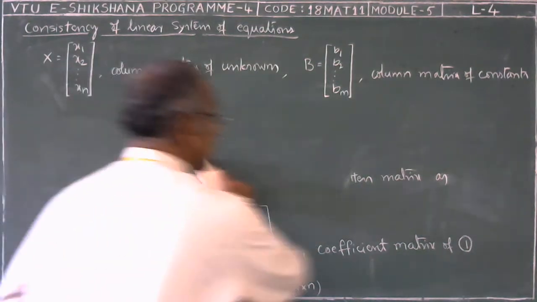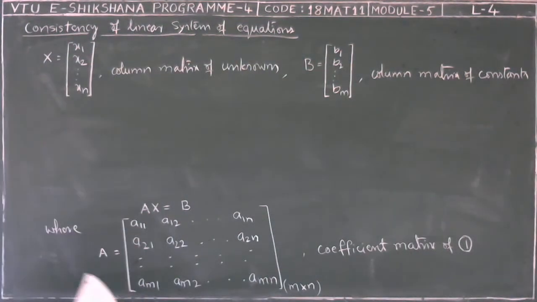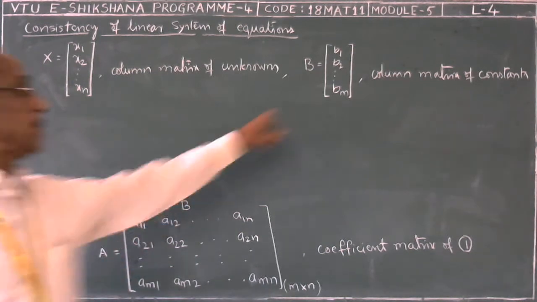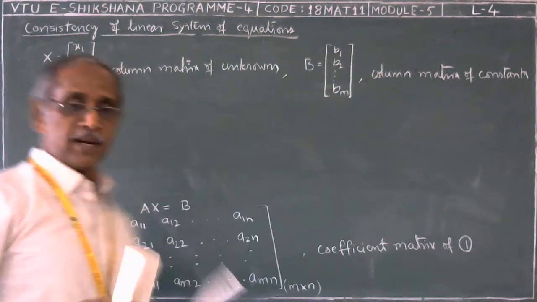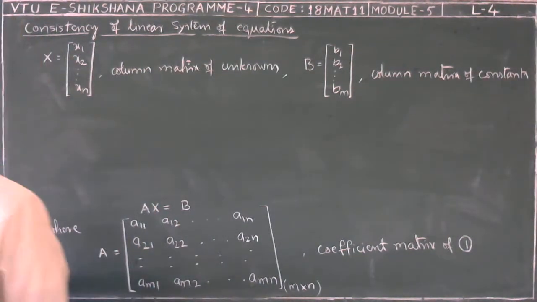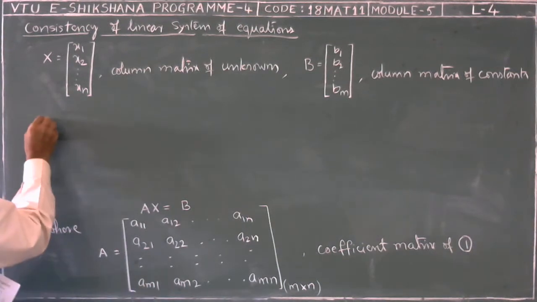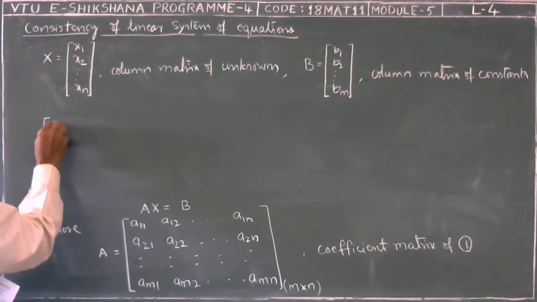The combination of matrix A and b is called the augmented matrix, and it is denoted by A bar b.